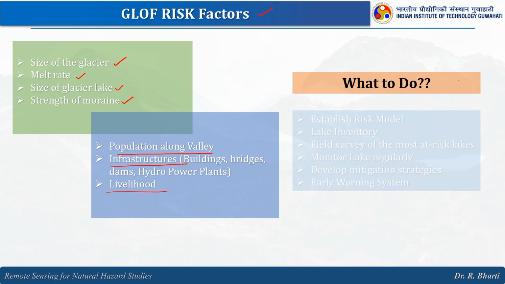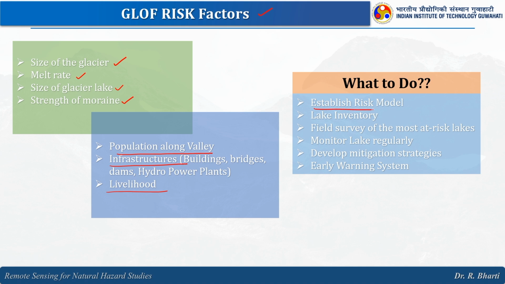So, what to do? Establish a risk model, a lake inventory should be there, field survey of the most at-risk lakes, monitoring lakes regularly, develop mitigation strategies for extreme conditions, and we should have an early warning system for susceptible glacial lakes which are located at the higher altitude.